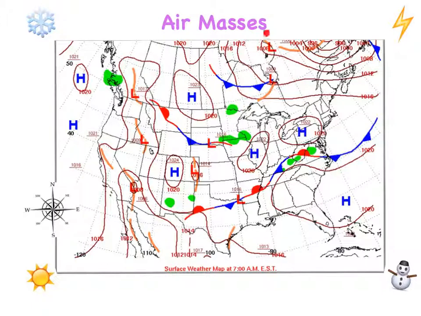Now on to air masses. Air masses are huge bodies of air that have similar temperature, humidity, and air pressure at any given height. Air masses are usually classified by their temperature and humidity.